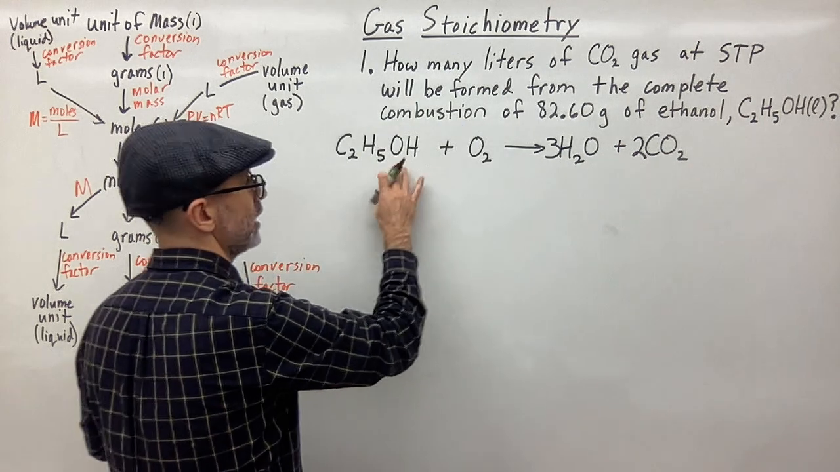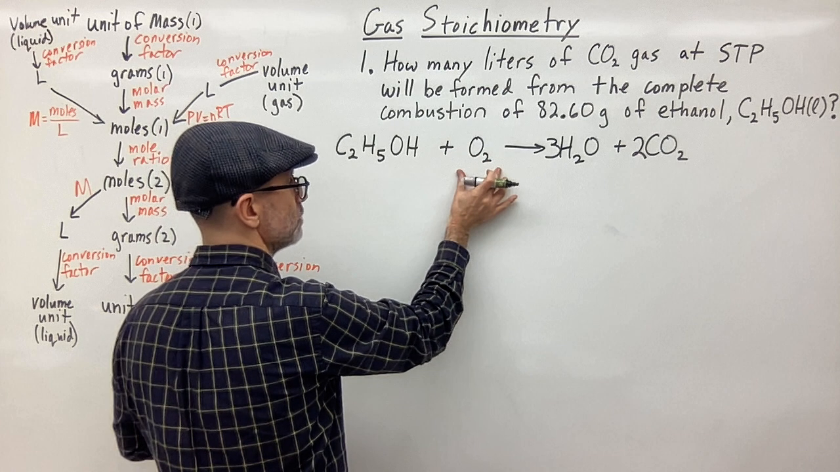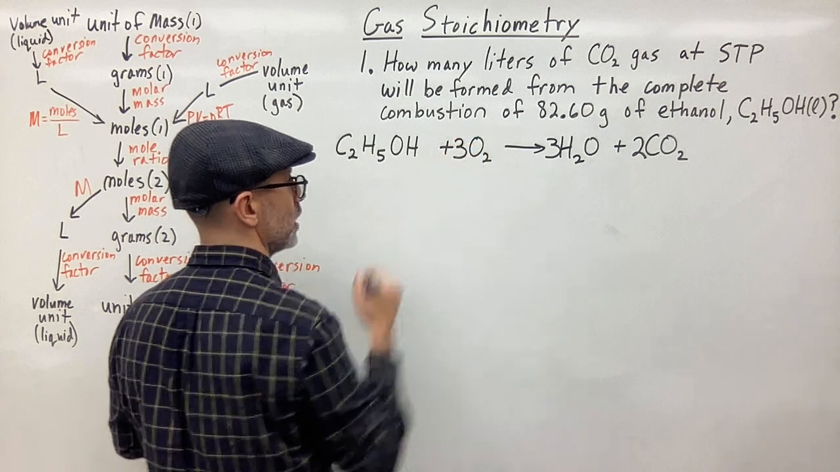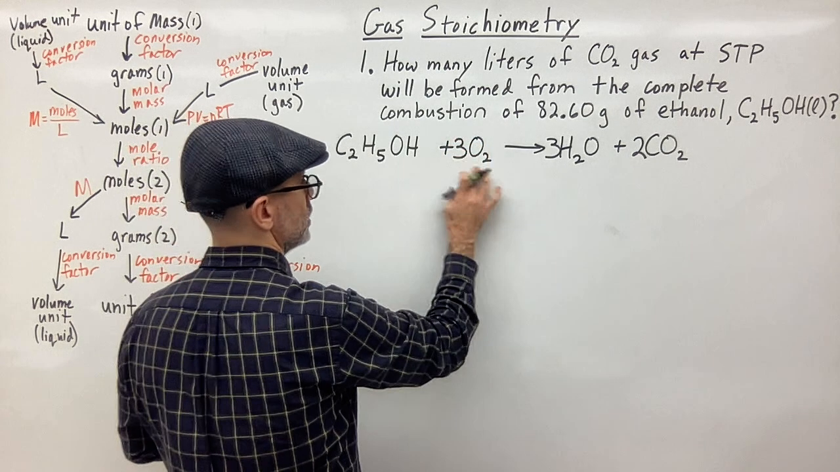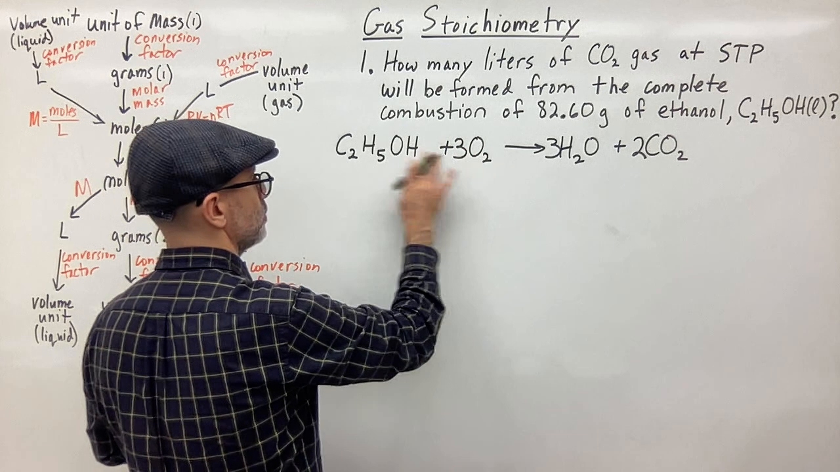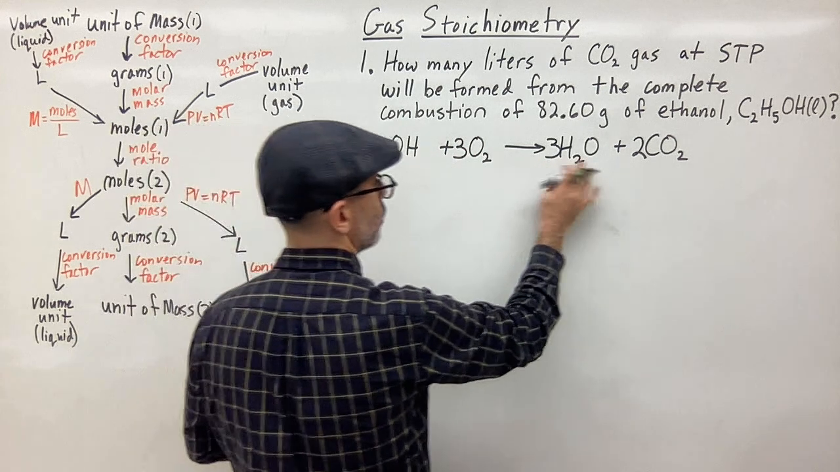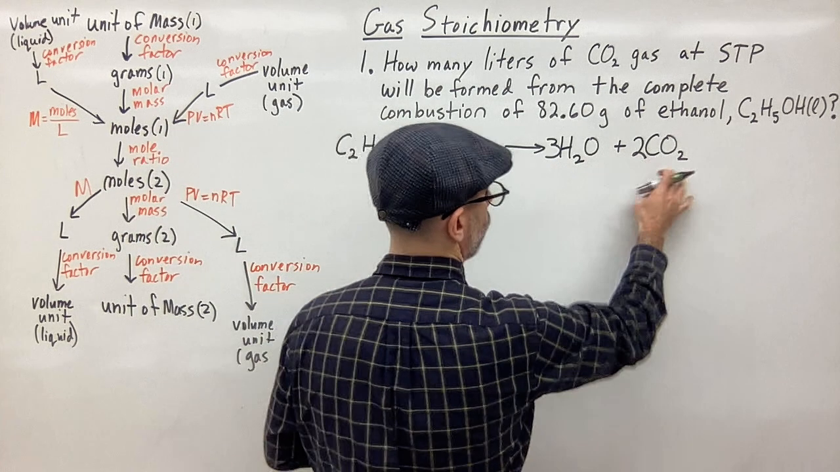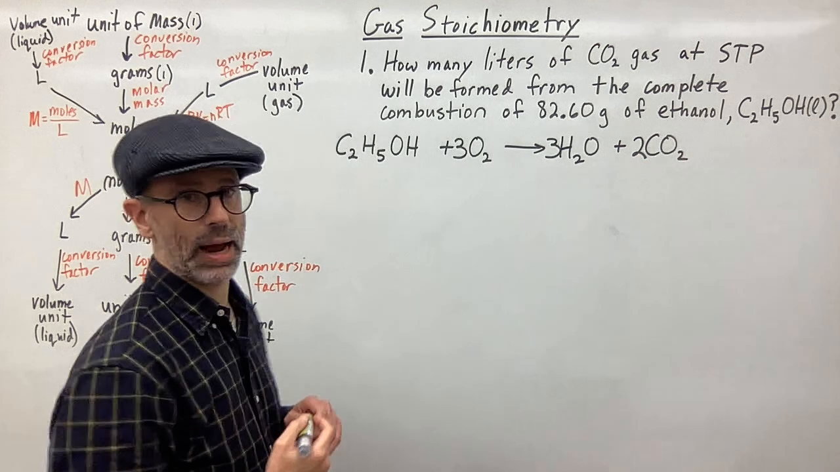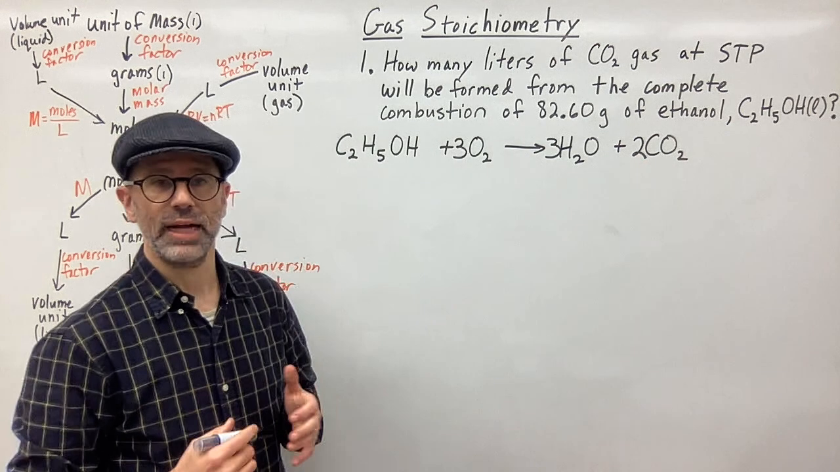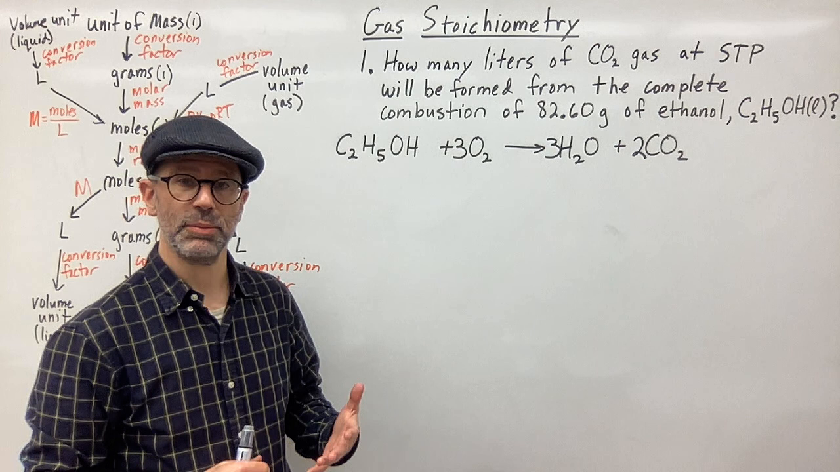So we have 1 here. So we need 6 more on this side. So that would be 3 there. So 3 times 2 plus 1 is 7. 3 plus 4 is 7. So now it's balanced. So we have our balanced equation. That's done. Now we can do the stoichiometry.